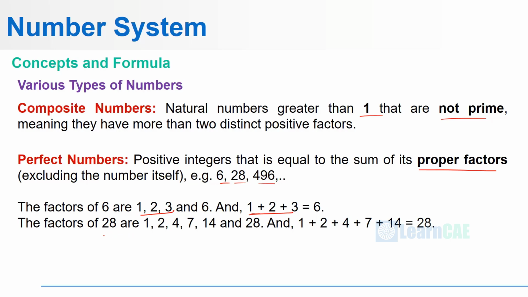Similarly, the factors of 28 are 1, 2, 4, 7, 14 and 28. If you ignore 28, the sum of 1, 2, 4, 7 and 14 is equal to 28. So such numbers are called perfect numbers.